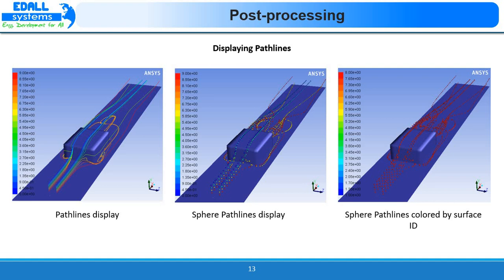So the first path line diagram is with straight lines, and then next we can see that spheres are displayed. So we can change the style from line to spheres. Then we can also edit some of it by doing surface ID. So we can color our sphere path lines using a surface ID as well. So we can display all our results, the contours, vectors and path lines. So to visualize our solution using isosurfaces and isoclips.